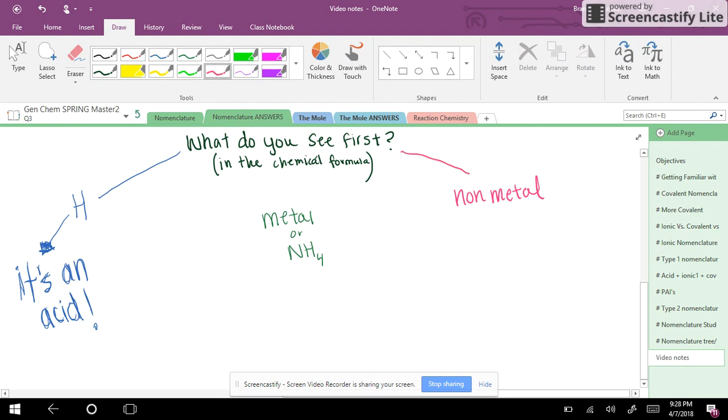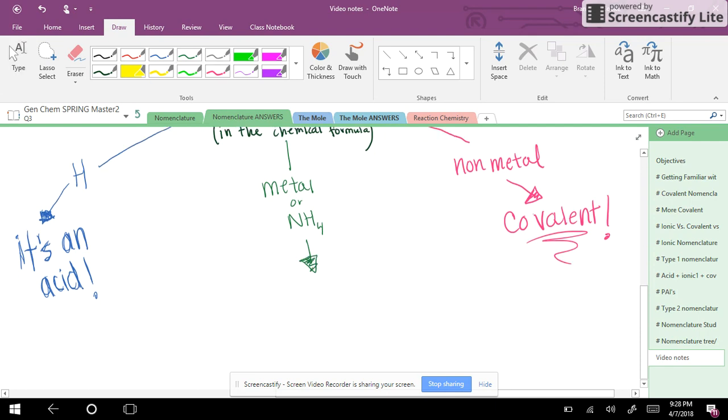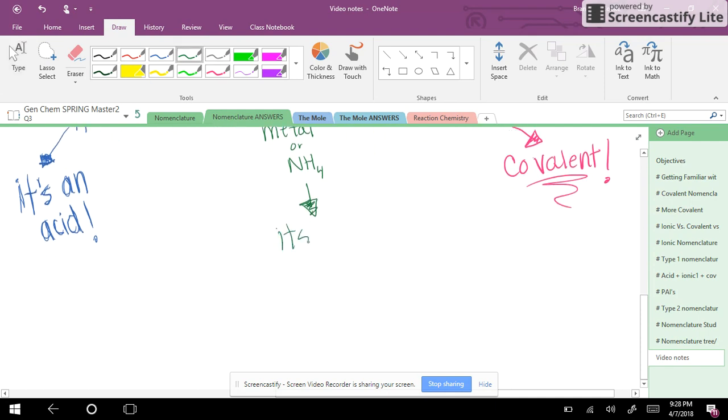Then going over to here, if you see a non-metal, then it has to be covalent. Winner, winner. Because covalent compounds are made up of two or more nonmetals, and so you're going to follow the covalent nomenclature rules. And if you see a metal or NH4, then we know it is ionic. Yay, it's ionic.